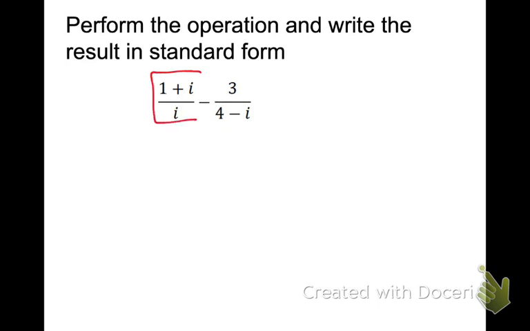Simplify this. By that I mean multiplying by 4 plus i and multiplying by i and then finding common denominators, or would you just like to multiply this by 4 minus i and this one by i? I like doing it that way better.